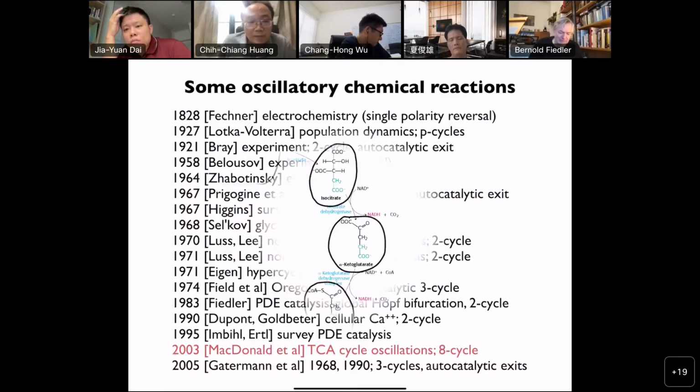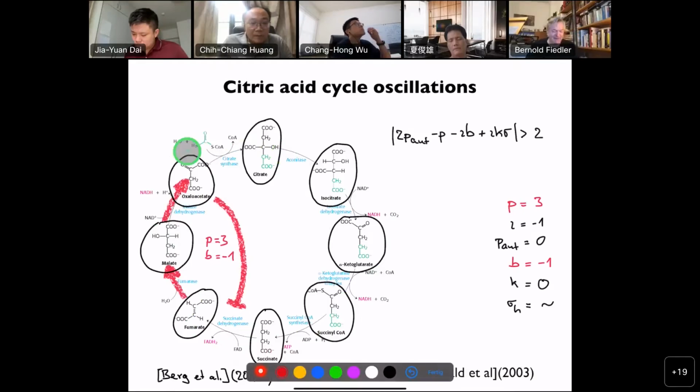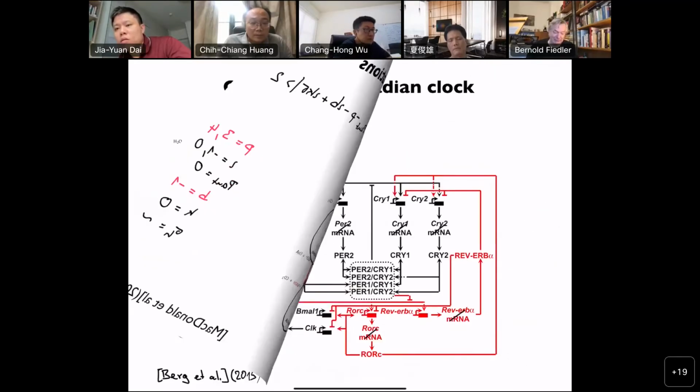Now, perhaps a little more interesting is the citric acid cycle here with 8 reactants. So this is what we saw in the lower part of the complicated network before. And here we find, according to the theorem, a 3 cycle, which can cause oscillation. We can find a cycle of length 4, which can produce oscillations.